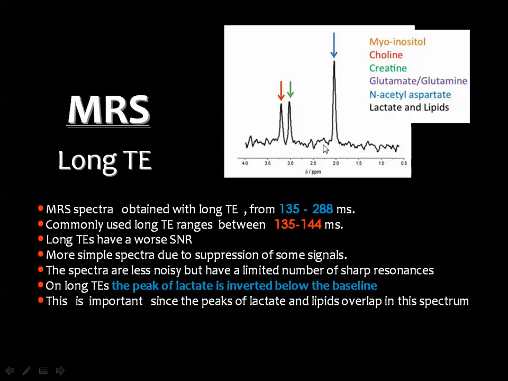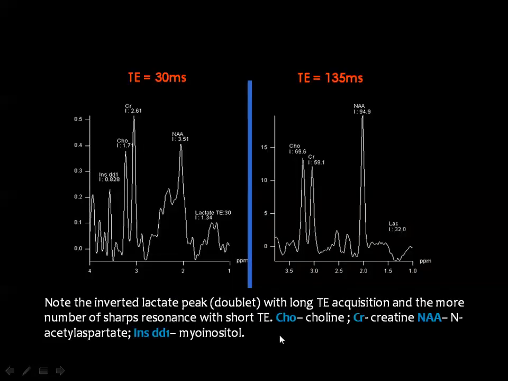By the long TE, you will see the three major fixed metabolites: N-acetyl aspartate, creatine, and choline. This is the difference between the short TE spectrum and the long TE spectrum. In the long TE spectrum, you see the three major metabolites, NAA, creatine, and choline. In the short TE, you see more metabolites like lipids and lactate, and also myoinositol and some of the glutamine and glutamate peaks.